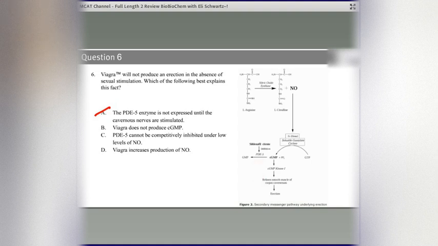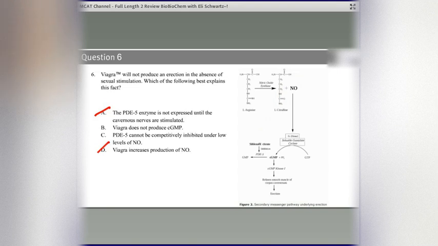No. What else could we possibly get rid of that is specifically not related to where we should be at for the activity of Viagra? Let's get rid of D. Thank you. Absolutely, Peter. NO? NO is way back up here in the pathway. Is Viagra acting up there? Is that where we see the sildenafil citrate? No. Not anywhere near that beginning part. So it's either B, Viagra does not produce cGMP, or PDE5 cannot be competitively inhibited under low levels.